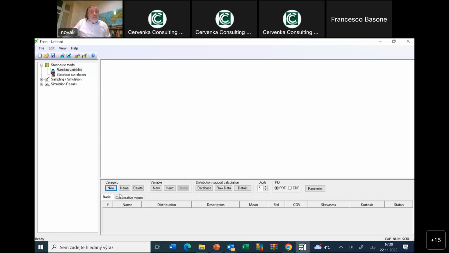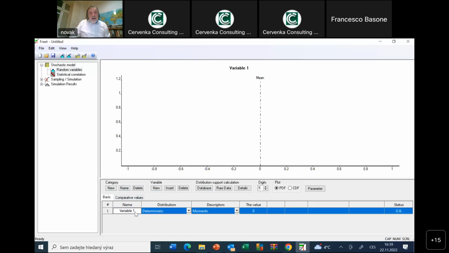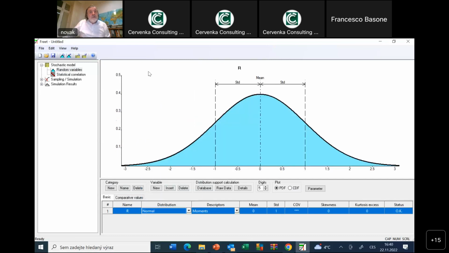In my simple example, there will be just a basic category, and I will click on new variable. New variable means that I can define variable number 1. By clicking, I can rename the variable as resistance, for example, R. For the probability distribution function, I can click on normal distribution, Gaussian distribution. There is the picture of the Gaussian distribution. Descriptor statistical moments, okay.